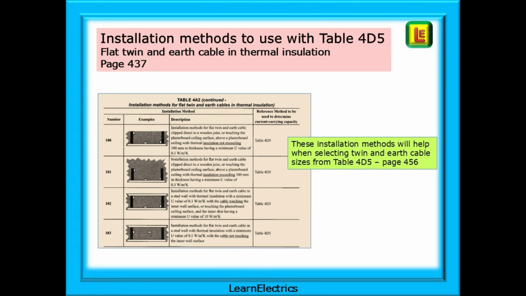This is table 4A2 on page 437. It shows the 4 installation reference methods that we apply to twin and earth cable where the cable is in proximity of insulation. These are methods 100, 101, 102 and 103, and we shall see how these are used very soon. Remember how to find this page. Again, it's a popular choice for exam questions.